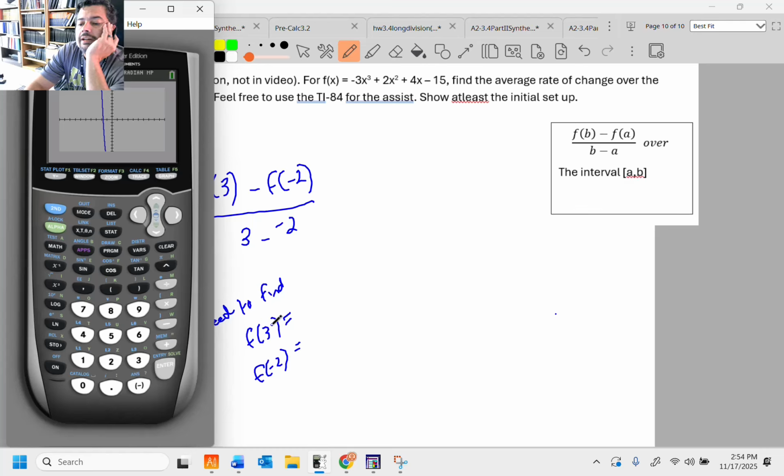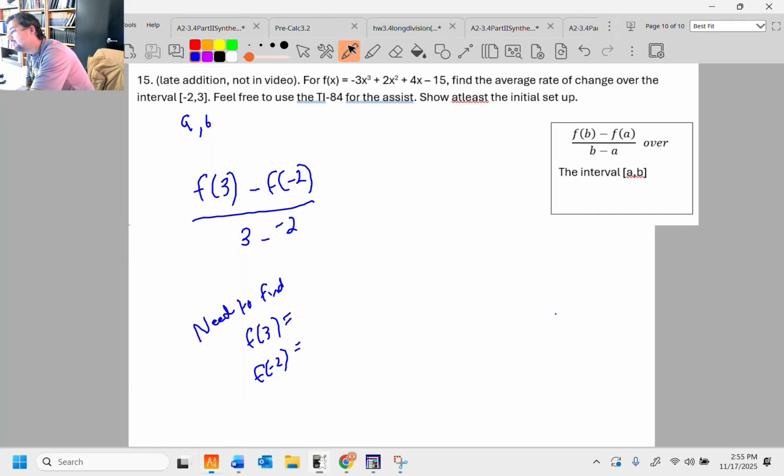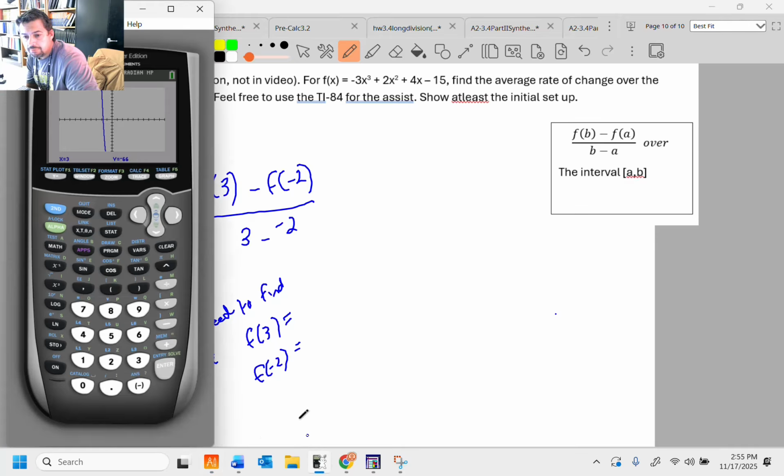Now to find f of 3, I simply hit second trace, value, and I'm going to let x be 3. I got -66. By the way, that's what I'm doing here. I am doing second trace value, and I let x be 3 because that's what function notation is. And you can see my TI-84 pulled up a number there. It said it was -66.